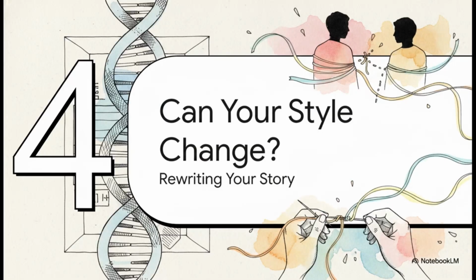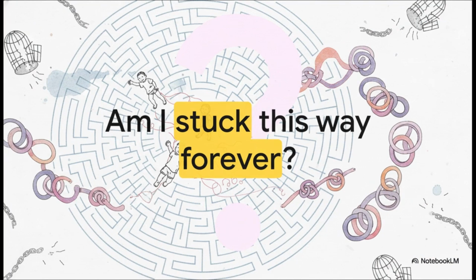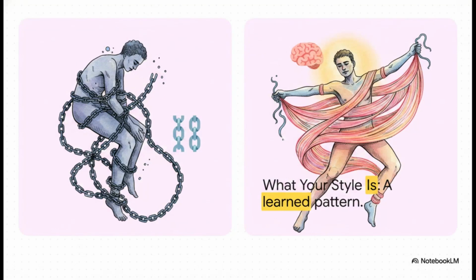Okay, hearing all this, you might be feeling a little stuck. I get it. If this whole blueprint thing is set in childhood, what does that mean for us now? And that brings us to the biggest, most important question of all. Can you actually change your style? I mean, really, are you locked into these patterns that you learned when you were a toddler for the rest of your life? And the answer, from decades of research, is a huge, hopeful, resounding no.